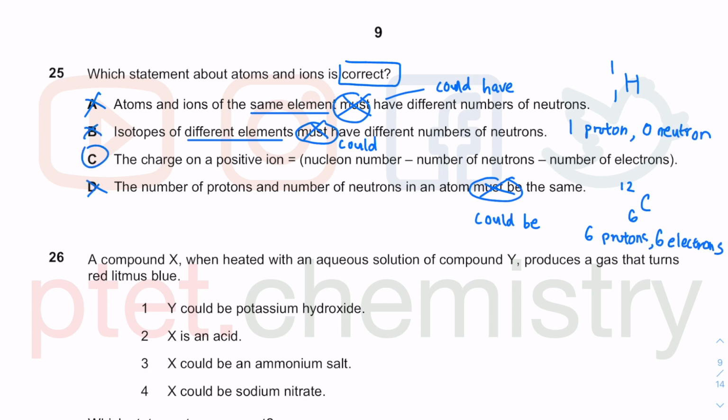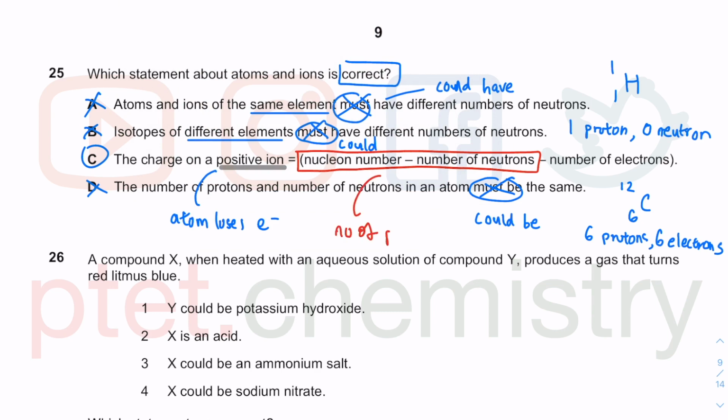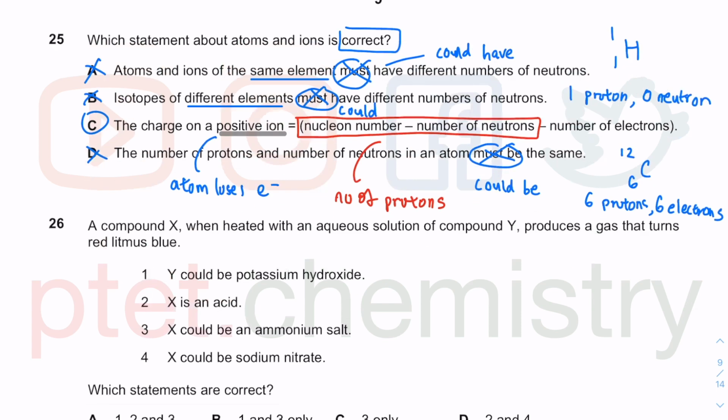C must be correct. Let's have a look at the positive ions. If we have positive ions, that means the atom loses electrons. If you consider nucleon number minus the number of neutrons, this is basically the number of protons. If you lose electrons, you will have fewer electrons than protons. So if you lose 1 electron, the number of protons will be bigger than the electron number by 1, and therefore you will have a positive 1 charge. So this is entirely correct. It's just making it a bit more complicated.